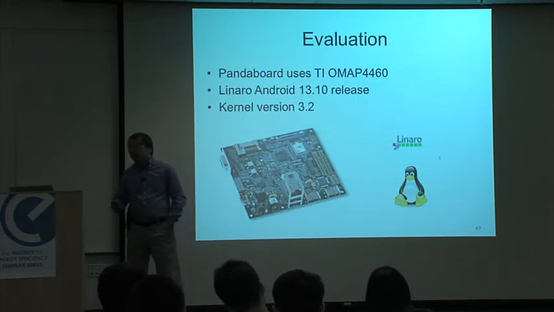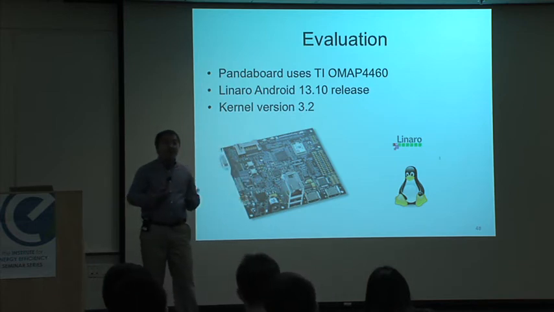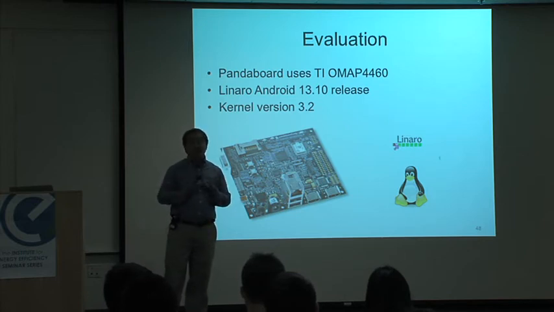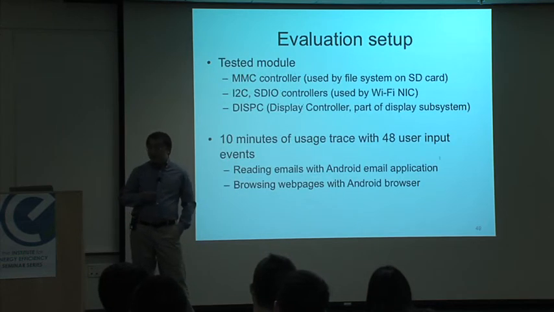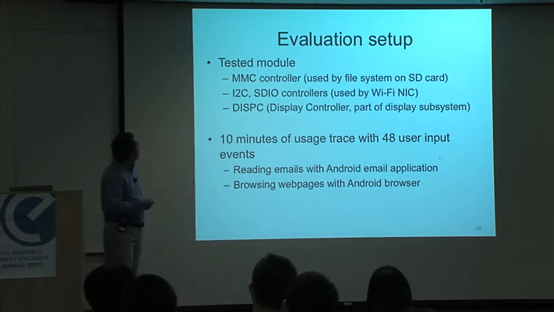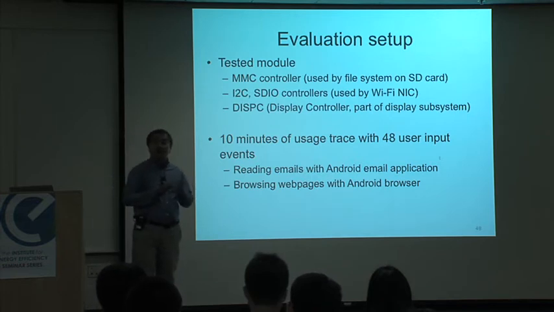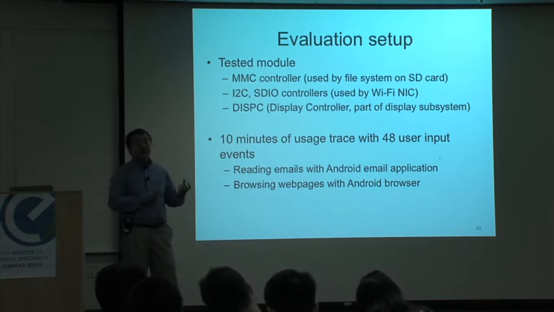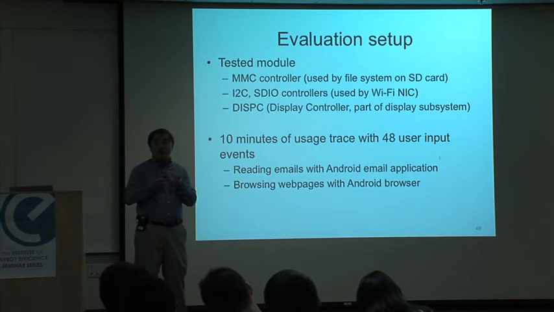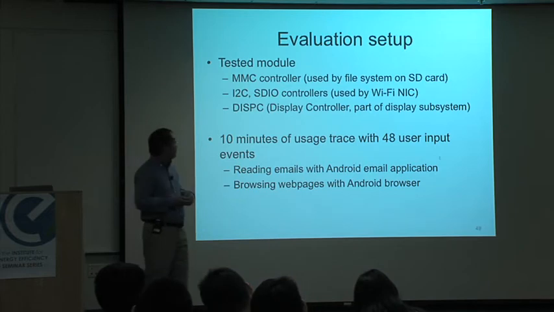And of course, we implemented this. We use a Panda board, which is a development board with the TI OMAP 4460, the same chip as in the Galaxy Nexus and very close to the one used in Google Glass. And we use Linaro Android and Linux kernel 3.2. We tested the modules: the MMC multimedia card controller, which is used for the file system, the SD and security card you put on your phone. And the I2C and SDIO controllers, which are used by the Wi-Fi chip. A Wi-Fi chip talks to your SoC through these two interfaces, right? And then the display controller, which is part of the display subsystem.